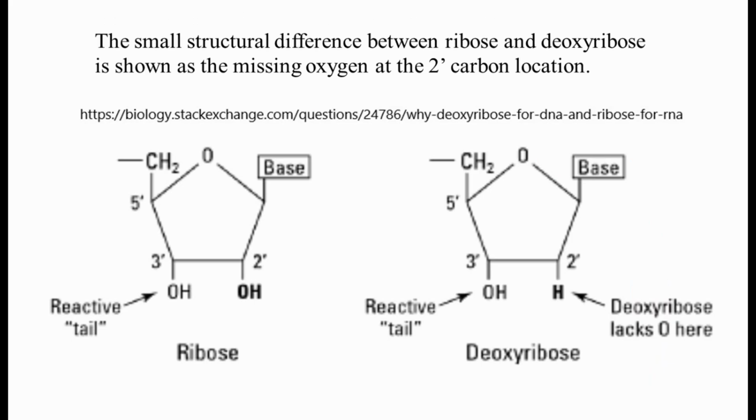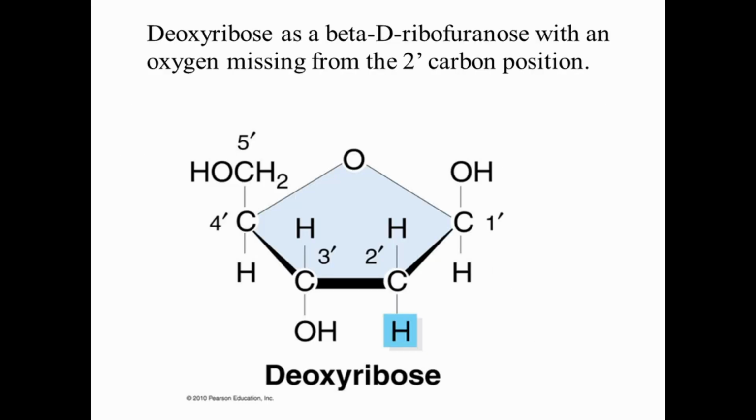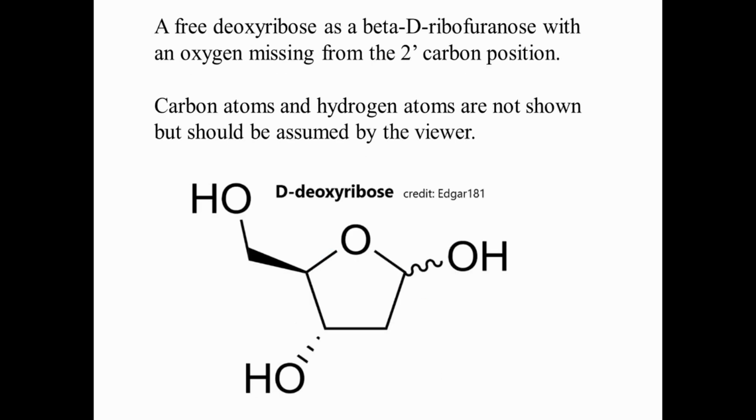The small structural difference between ribose and deoxy-ribose is shown in the figure. The figure clearly shows the missing oxygen at the 2' carbon location. The next figure shows a free deoxy-ribose as a beta-D-ribofuranose with an oxygen missing from the 2' carbon position. Carbon atoms and hydrogen atoms are not shown but should be assumed by the viewer.